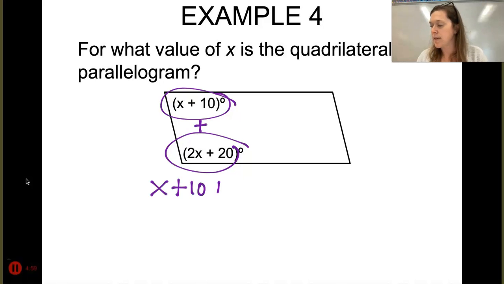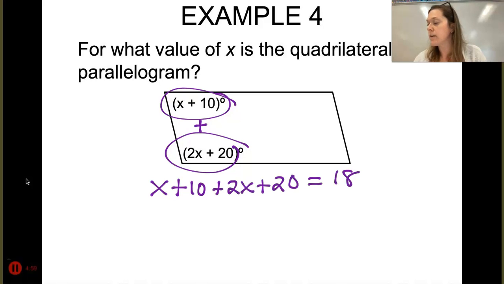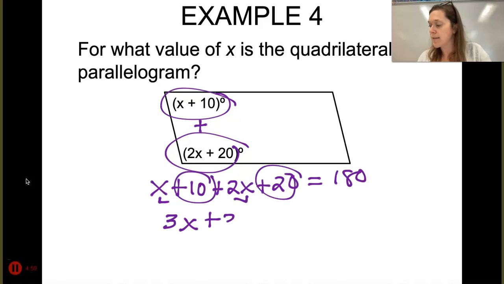So x plus 10 plus 2x plus 20. And then if those added together equal 180 degrees, then we would have consecutive angles supplementary, which makes us have a parallelogram. So let's go ahead and combine our like terms. 1x plus 2x makes 3x. 10 plus 20 combines to make 30 is equal to 180.